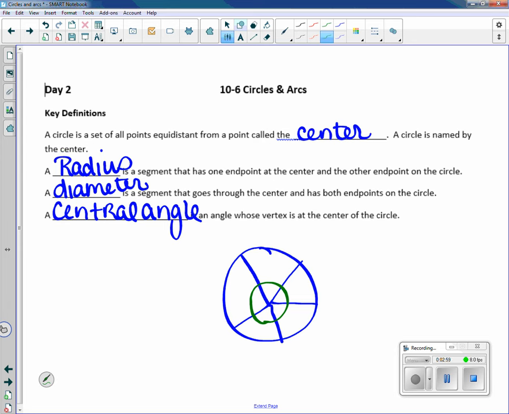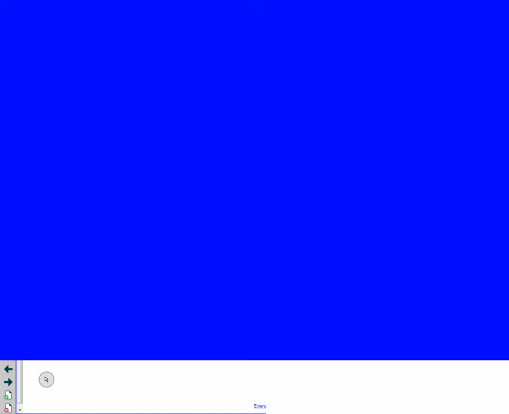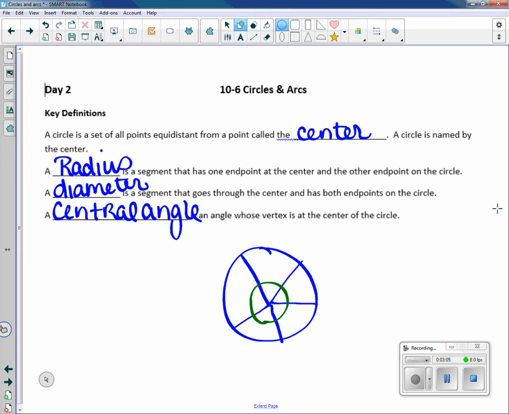Pause 1 second. Let me pause the video. I'm going to try to get my stuff back. Sorry, y'all. Computer technology is not working.